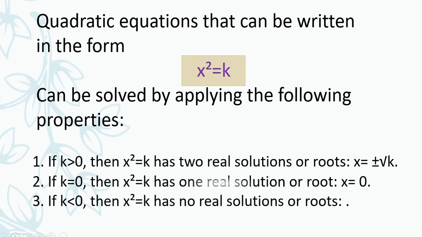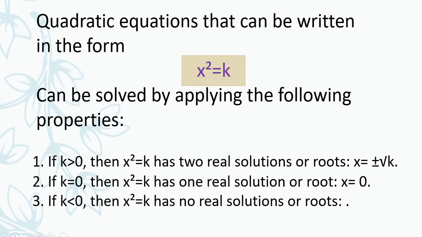Number 1, if k is greater than 0, now let me ask you first, what numbers are greater than 0? Yes, that's correct. All positive numbers from 1, 2, 3, 4, 5, and so on. Then, x squared is equal to k has 2 real solutions or roots, and that is x is equal to positive and negative square root of k. So meaning to say, you get two real solutions.